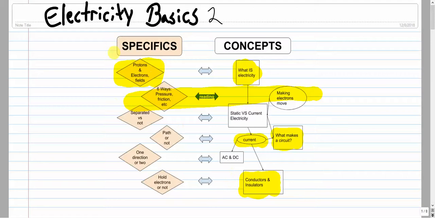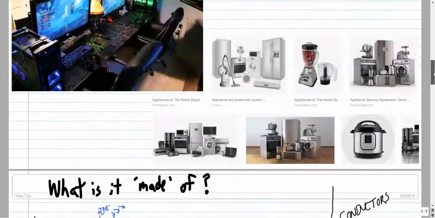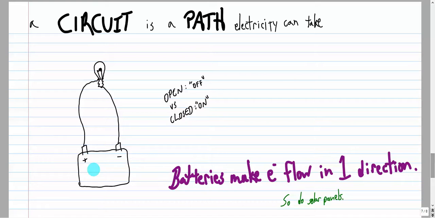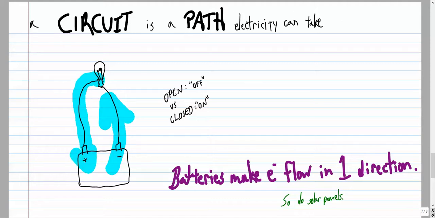So that means what I have left to cover in this video, I've got to talk about static versus current and AC versus DC. So here we go. AC versus DC is where I think I'll go first, because if I remember properly, we finished the last video talking about this. A battery makes electricity that flows in one direction. And if it only flows in one direction, we call that direct current.